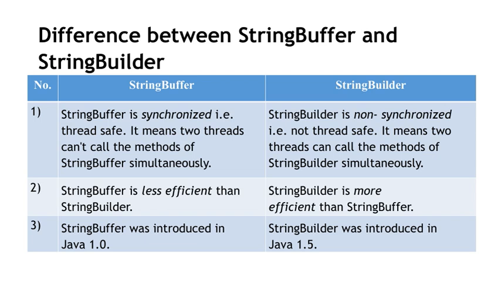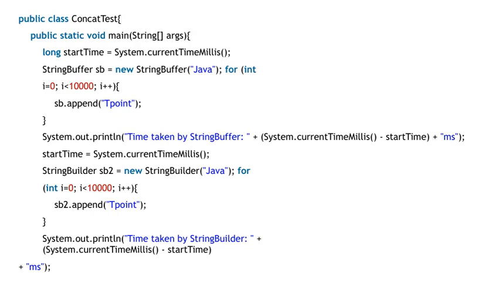Finally, a bit of history. StringBuffer was introduced way back in Java 1, making it a long-standing part of Java's core library. StringBuilder, however, was introduced later, in Java 1.5, as a more efficient alternative for single-threaded contexts. So, understanding these differences helps us choose the right class based on whether we need thread safety or optimal performance in our applications. All right, let's take a look at this final slide, which compares the performance of StringBuffer and StringBuilder in Java.